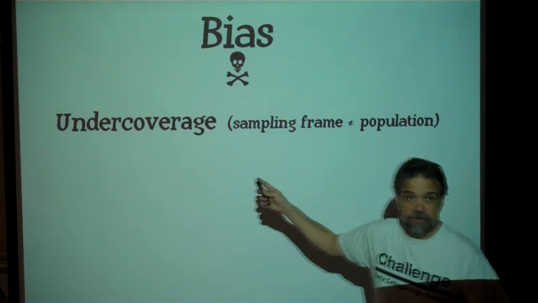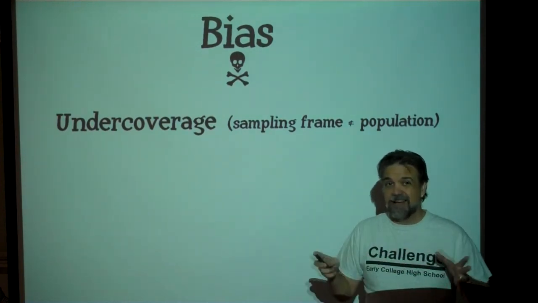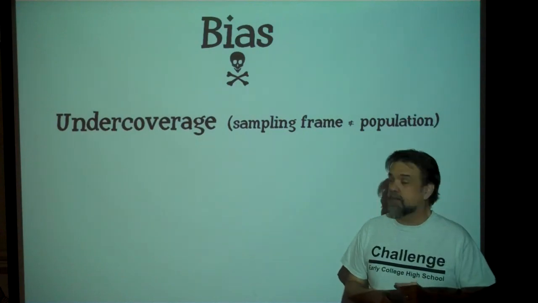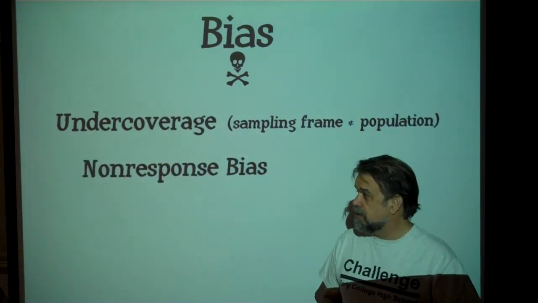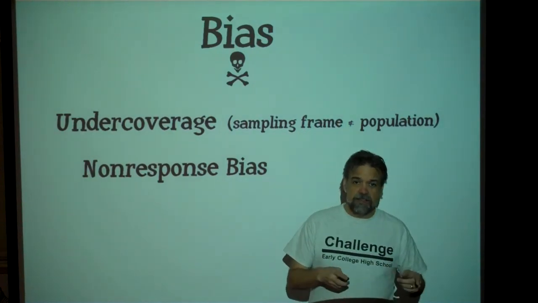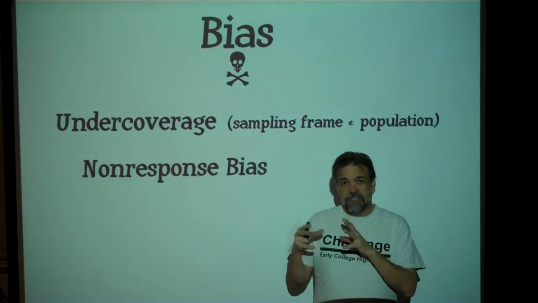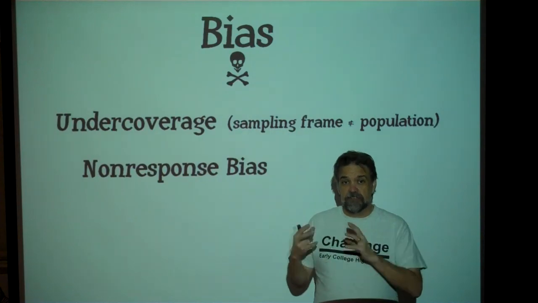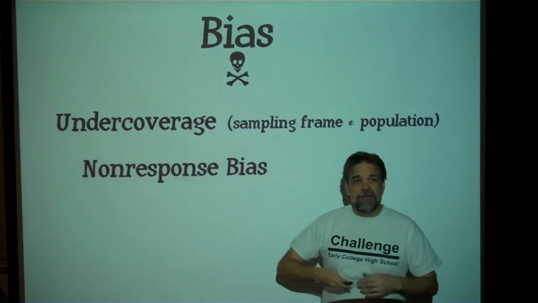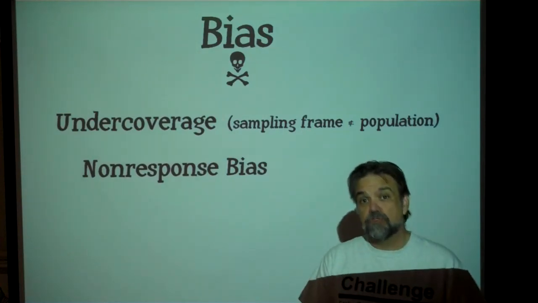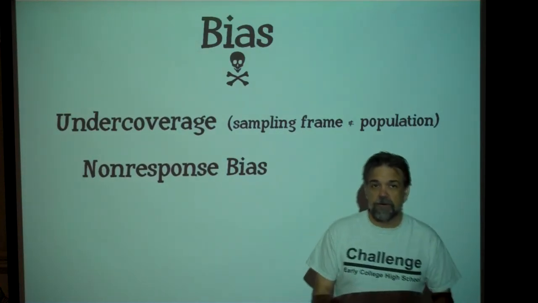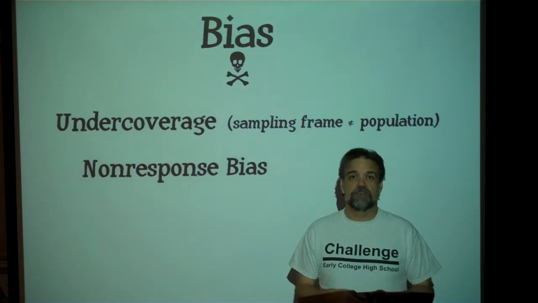So that's what undercoverage is, when your sampling frame is not your population and it doesn't even look like your population. Okay? There's also non-response bias. Now, non-response bias is similar to undercoverage in that you ignore a piece of the population that you shouldn't ignore, except this time it's somewhat voluntary. Okay? This time you tried to include a particular population, but they chose not to respond.